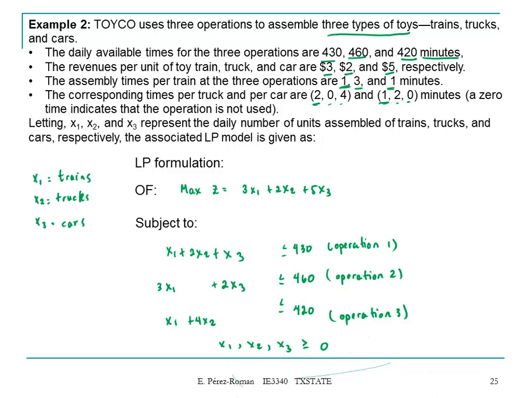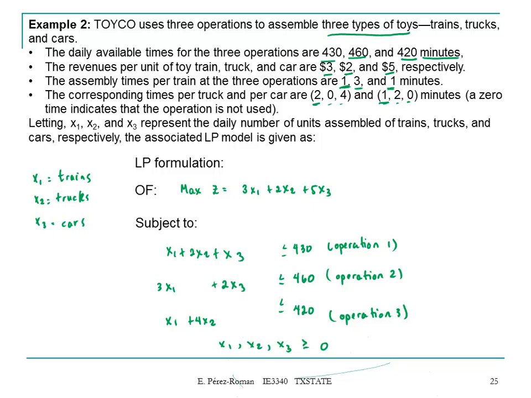So we use this example for our lecture, the explanation. We will keep using this example. This is a production problem. We have 3 different products. We have the revenues per unit for each one of the products. We have the time that it will take to produce each product per station. And we came up with the formulation.